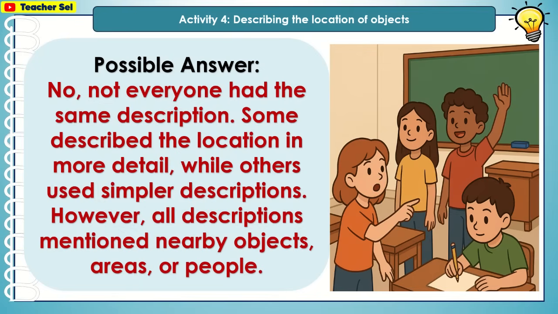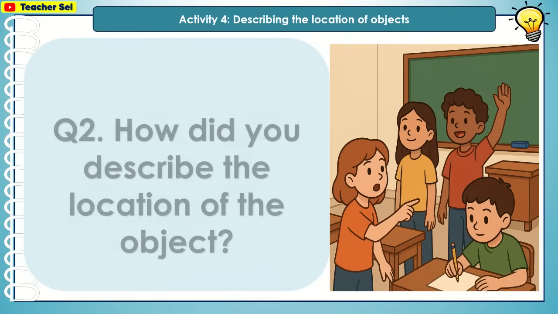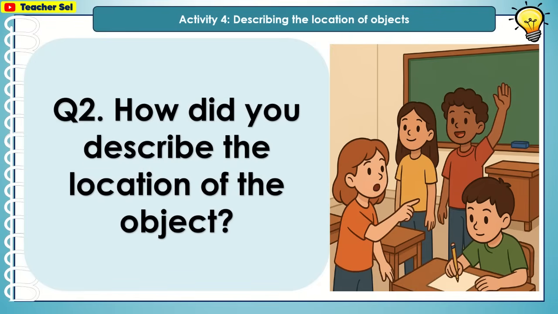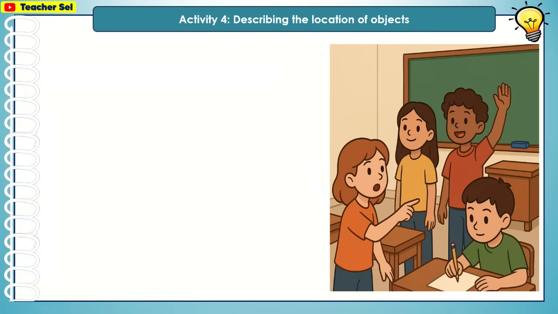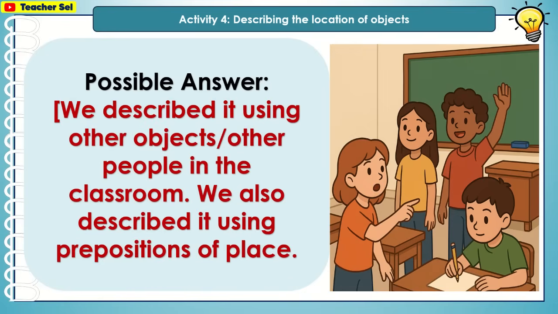No, not everyone had the same description. Some described the location in more detail, while others used simpler descriptions. However, all descriptions mentioned nearby objects, areas, or people. How did you describe the location of the object? We describe it using other objects or other people in the classroom. We also described it using prepositions of place.